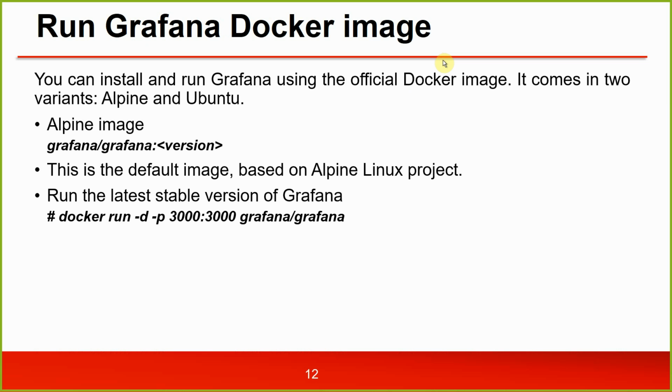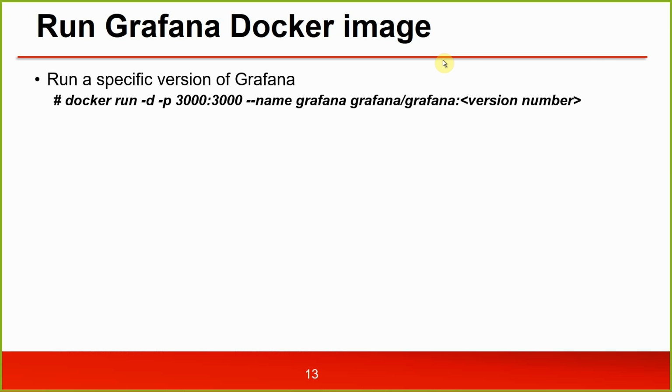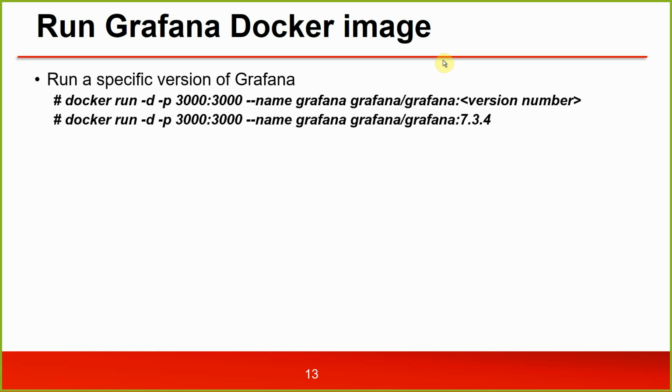So you can simply use docker run in detached mode, with port mapping 3000 mapped to 3000, name grafana, and the grafana image. To run a specific version of Grafana, docker run in detached mode, port mapping, name, and then the grafana image followed by the tag name, the Grafana version which you want to run. As an example, 7.3.4.